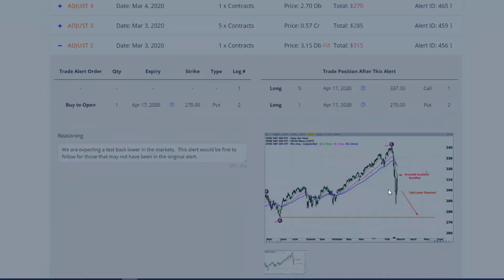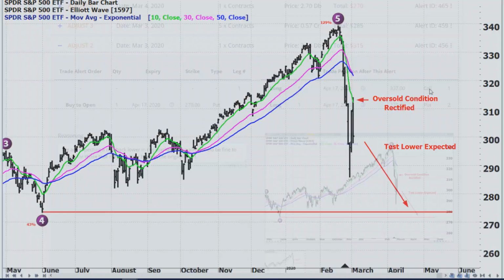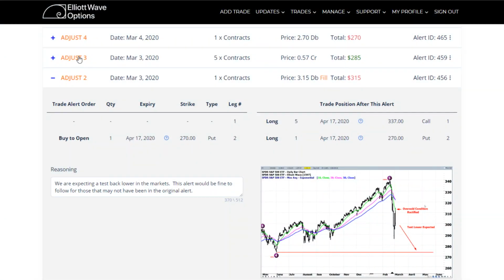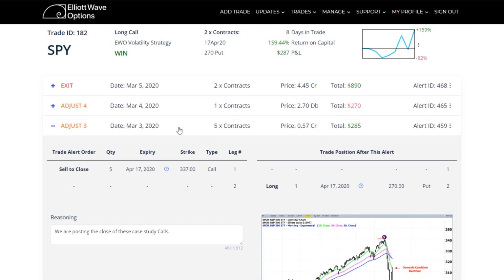On March 3rd, you can see that we moved back to the upside here. There we are, rectifying that oversold condition, trading up to the 10-day moving average, just exactly what was expected. But then we also had this expectation of a move to the downside to the previous 4. When an Elliott Wave 5 pattern ends, you retrace back to the previous 4. So not only were we going to take the profit in the calls, you can see there the $285, but we're also going to add puts to capture the expected downside move from there.